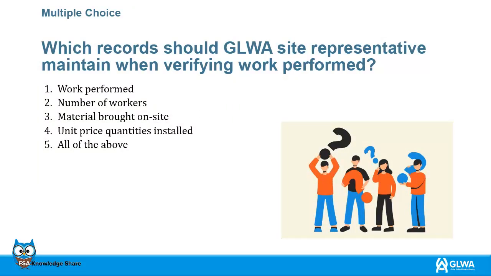On this slide is a multiple-choice question. Which records should a GLWA site representative maintain when verifying work performed? 1. Work performed. 2. Number of workers. 3. Material brought to the site. 4. Unit price quantities installed. Or 5. All of the above?